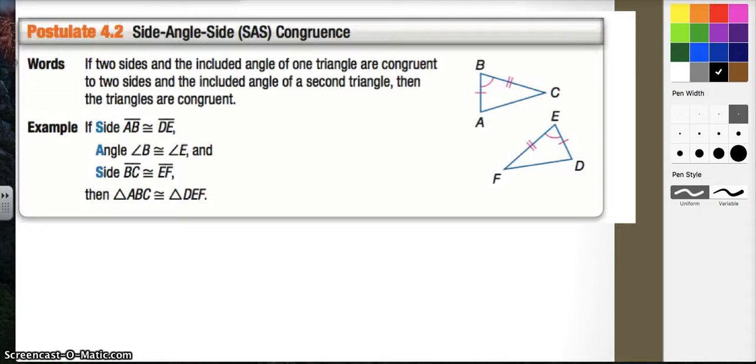Before we go on to the next example, let's take a look at the next postulate that we need to talk about. So you remember we just talked about the SSS postulate. Now we've got the SAS. SAS is what we talked about a little bit earlier when I said that if you have two triangles and you can prove that two of the sides and the included angle, it has to be the angle included.